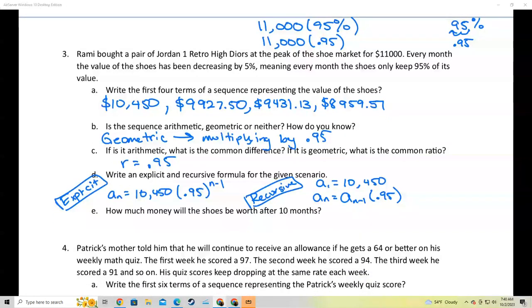How much would the shoes be worth after 10 months? I'm going to take that 10. I'm going to substitute it into my explicit one. Remember, you could do this over and over and over again, but I don't want to. That just takes too long. So let me go ahead and use my formula.